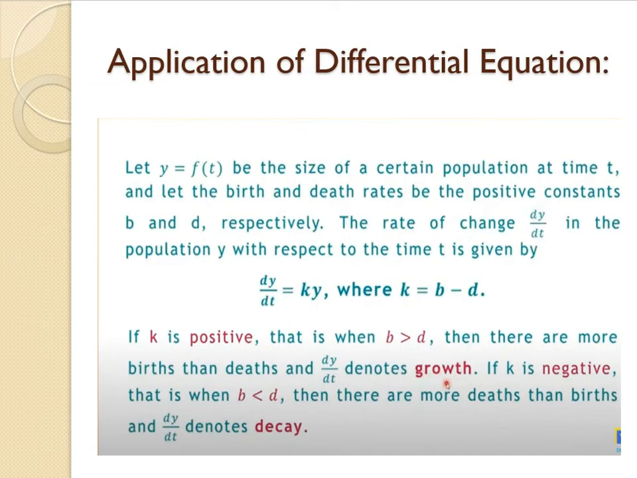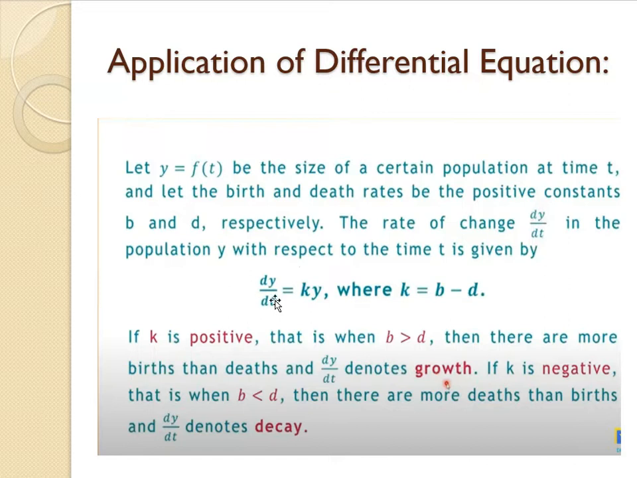This lesson is the application of the previous topic, which is differential equation. Let y equal f of t. We replace the variable x with t. T stands for time, no? Because we are referring to the rate of change, which is dy over dt in the population y with respect to the time, which is t. And it is given by this one.